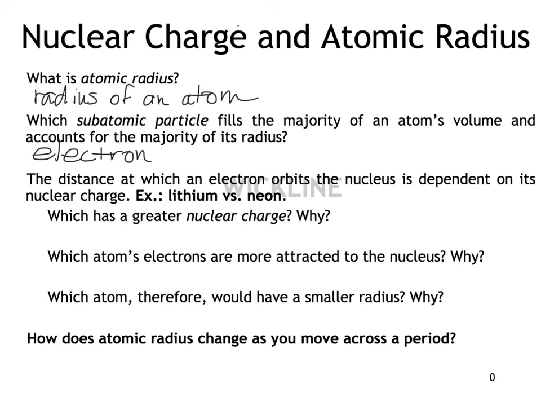So, for instance, between the two elements, lithium versus neon, lithium has a nuclear charge of +3, equal to the number of protons in its nucleus, whereas neon has a nuclear charge of +10. It has 10 protons in its nucleus, so greater nuclear charge. Which atom's electrons are more attracted to its nucleus? I would say most definitely neon, and there are a couple of reasons. Remember that electrons will attract protons, which are in the nucleus, and if neon has more protons, then it's going to attract its electrons more.